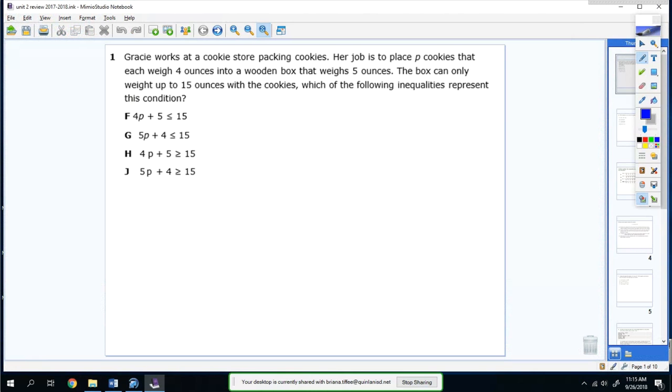So your first problem is 4p, because it's 4 ounces per cookie, which is 4p, plus the 5 ounces of the box, and it can weigh up to 15. Up to means it has to be 15 or it can equal it. So it means that 15 is the biggest number. So the answer is F.